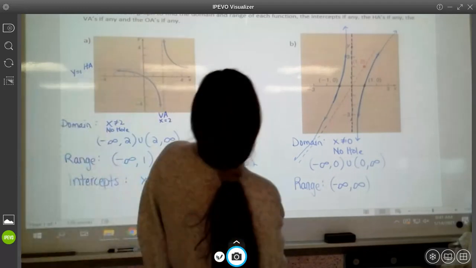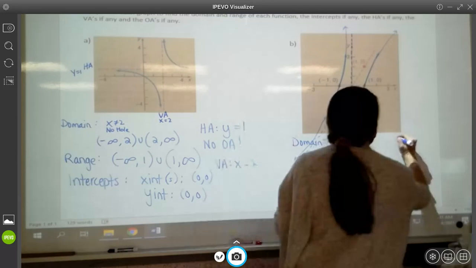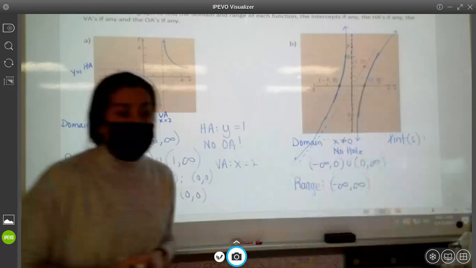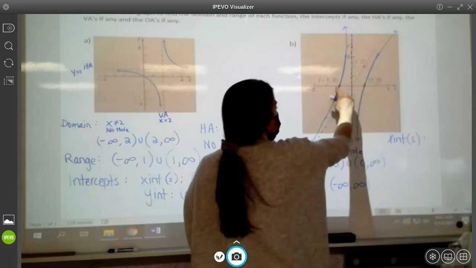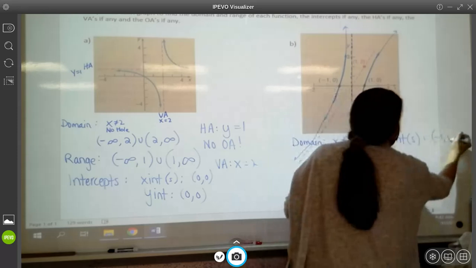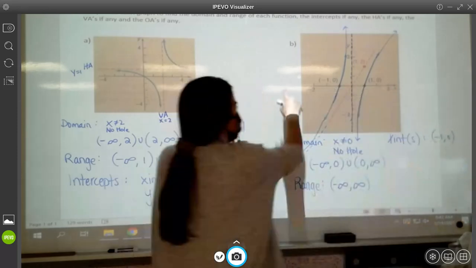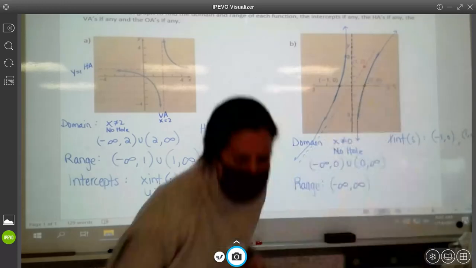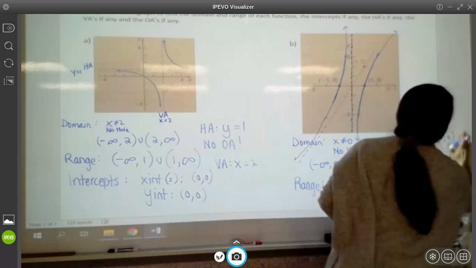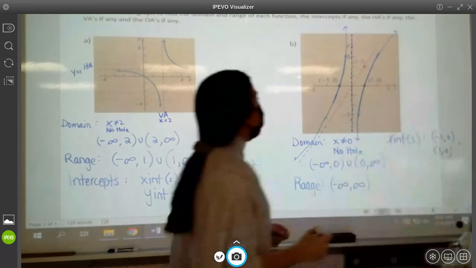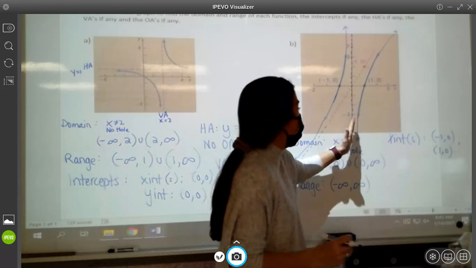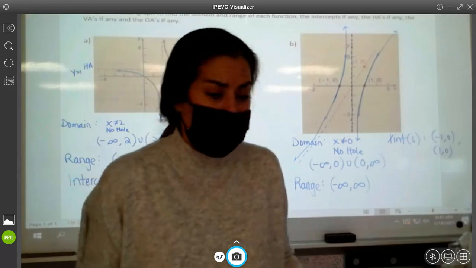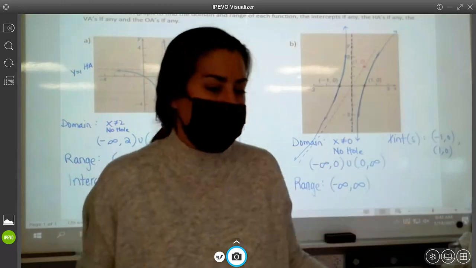All right, now what do they want? They want the intercepts. I'm looking for where the graph crosses the x-axis. Well, it looks like I got one right there at -1, 0, or just -1, depending on how they want you to write your answer, and then another one at 1, 0. All right, y-intercept. Guys, if you have a VA directly on the y-axis, that means your graph can't cross it. So you couldn't possibly have a y-intercept if your y-axis is acting like a brick wall.